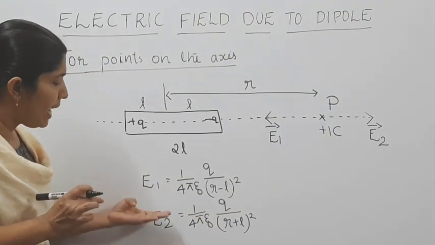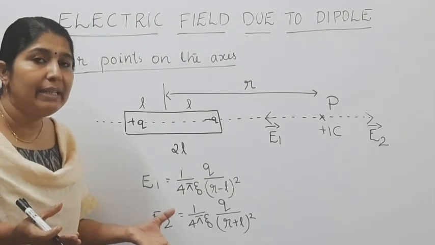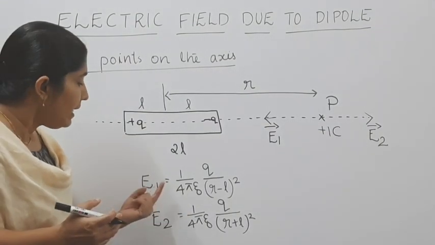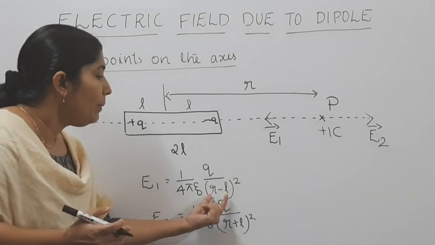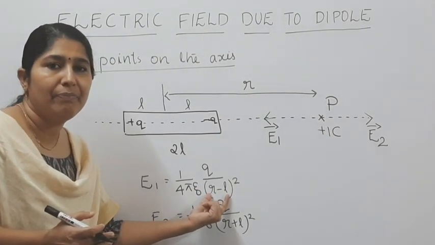From these two values, E1 and E2, it is very clear that E1 is greater than E2. That is, in E1, the denominator contains (r minus l) the whole square.